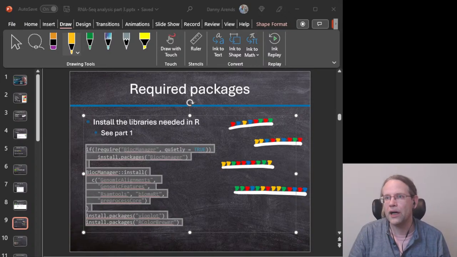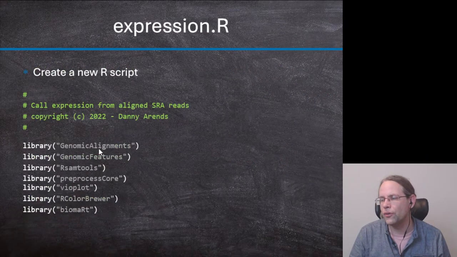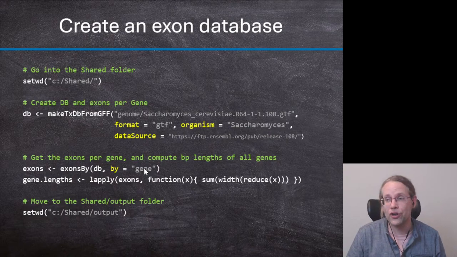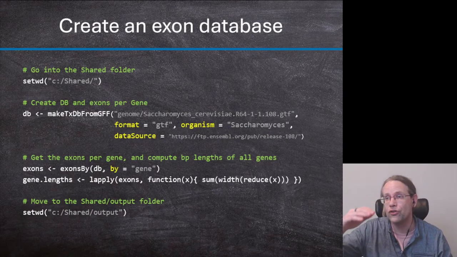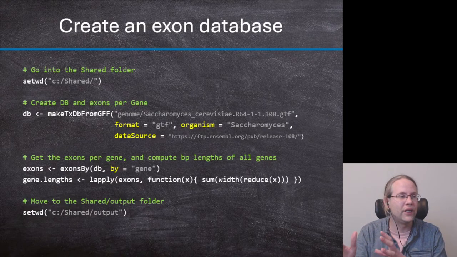All right, so back to the PowerPoint. Let me start the presentation again. So we're loading all of the libraries, then we set the working directory, and then we issue the command to make the database. This is just reading the GTF file and making the database, and the next step is to get all of the exons. We can say, give me all of the exons from the database, by gene. This means that I don't want a list of all of the exons. I want a list of genes, and in each element of the list, there will be the exons.